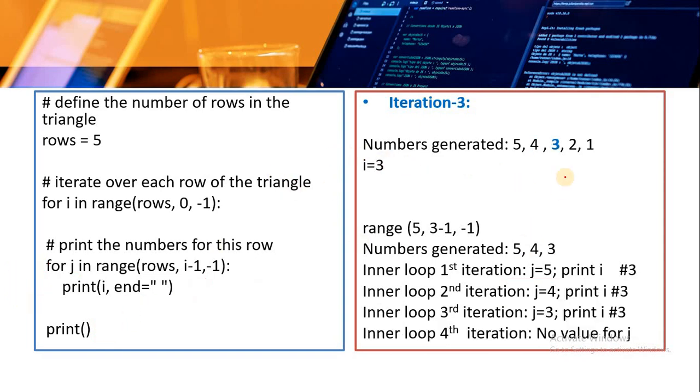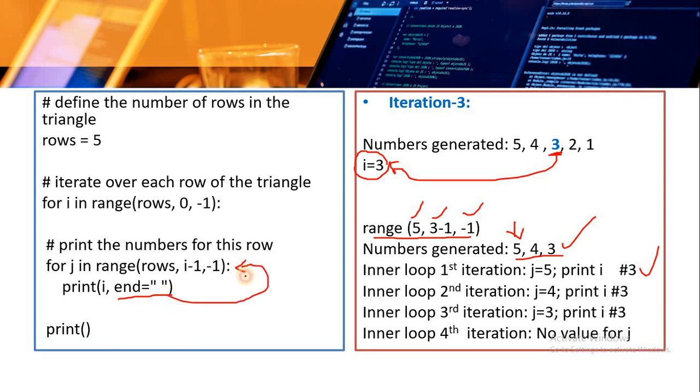Coming to iteration 3, the third value will be assigned to i. The range becomes 5, i minus 1, 3 minus 1, that is 2, decreased by -1. So the output is 5, 4, 3. Three numbers are generated, so the i value will be printed 3 times. Three times means how many numbers are generated: 3 different digits. That many times this i value will be printed. So the first time, the first value will be stored into j. After that i value will be printed, where i value is 3. A space is created after printing i.